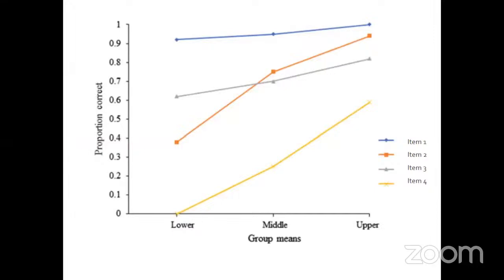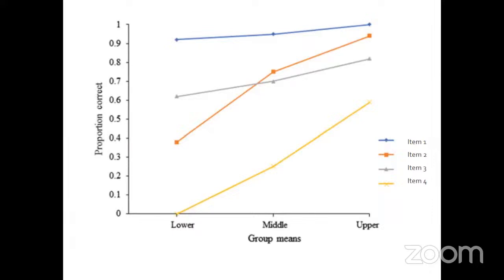The blue one. Item 1. All of you agree? Yes. Correct. So why item 1? Because item 1 is answered correctly by most of the participants: 90% of people in the lower group, almost 92-93% in the middle group, and almost 100% in the upper group.